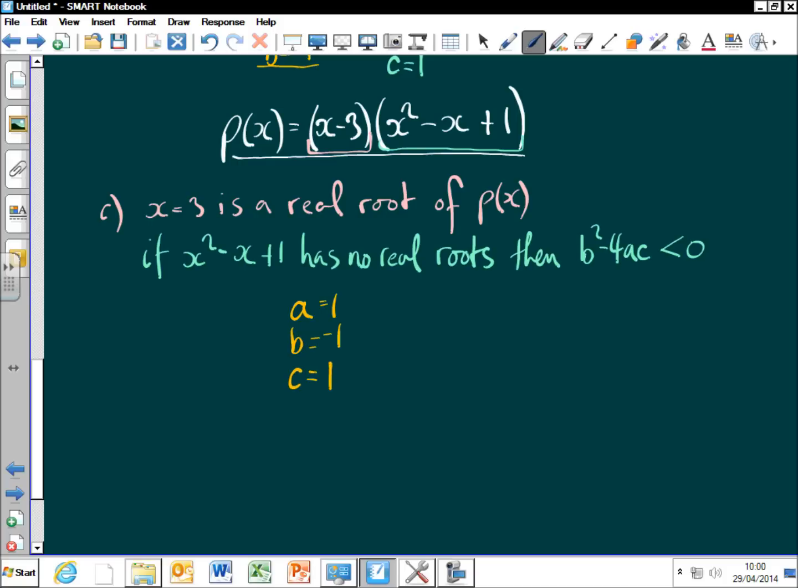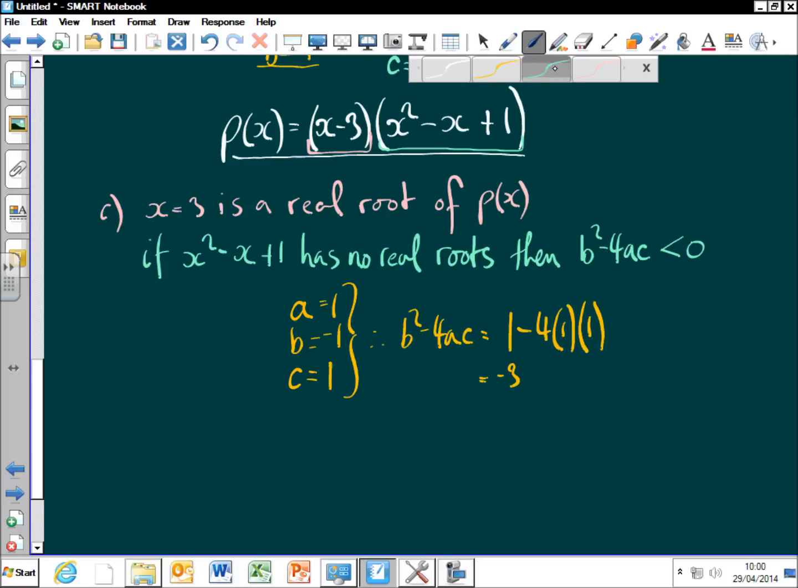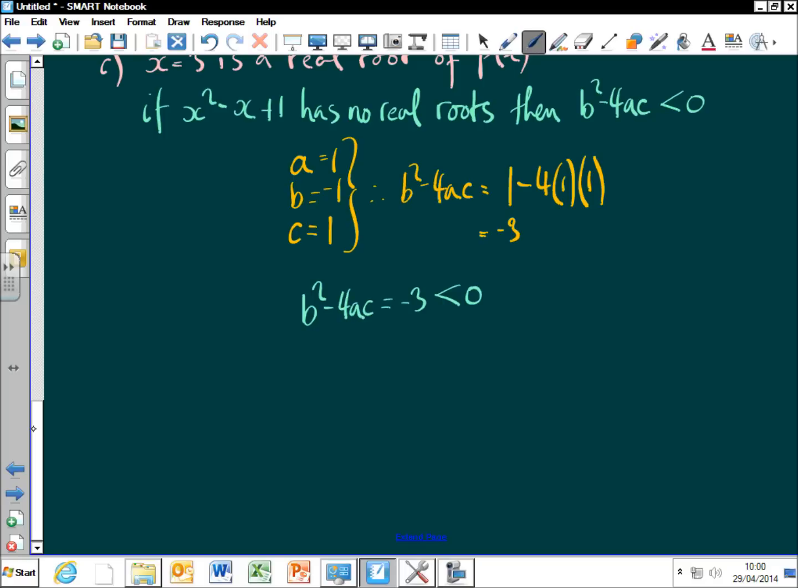And therefore if I take this and do b squared minus 4ac, I get minus 1 squared, which is 1, take away 4 times a times c, which is 1, take away 4, negative 3. Okay, so b squared minus 4ac is equal to negative 3, which is less than 0, and there we've shown that there are no real roots. Okay, so P only had one real root, and that was the one we showed earlier.